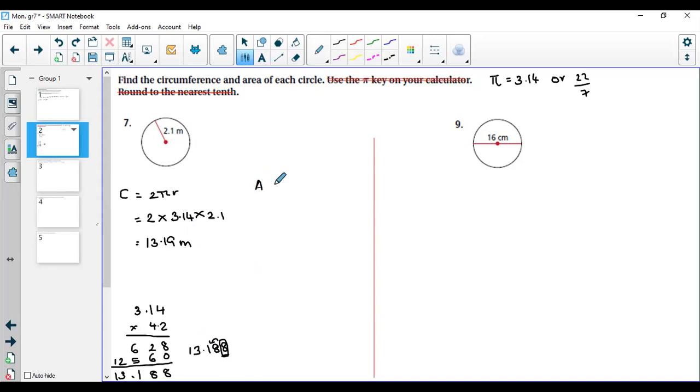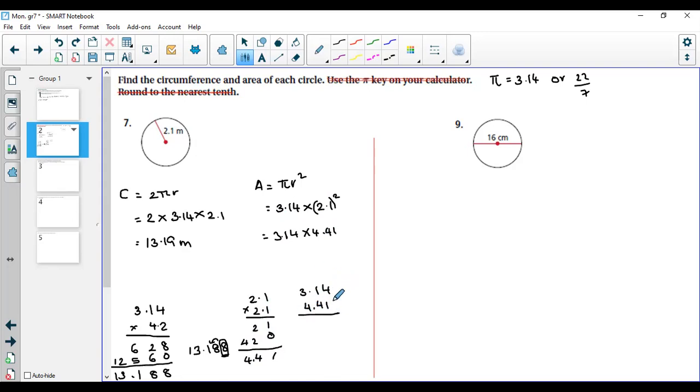All right, let's find the area now. Area is going to be pi r square, which means pi is 3.14 multiplied by the radius 2.1 squared. So 2.1 squared means 2.1 multiplied by 2.1. Do not multiply 2.1 by 2, it's going to be wrong. So 2.1 multiplied by 2.1 will give you 4.41. First multiply 2.1 by 2.1, that will give you 4.41, which means 3.14 multiplied by 4.41. You can even write it like 4.41 up and 3.14 down. However you want, you can do it.